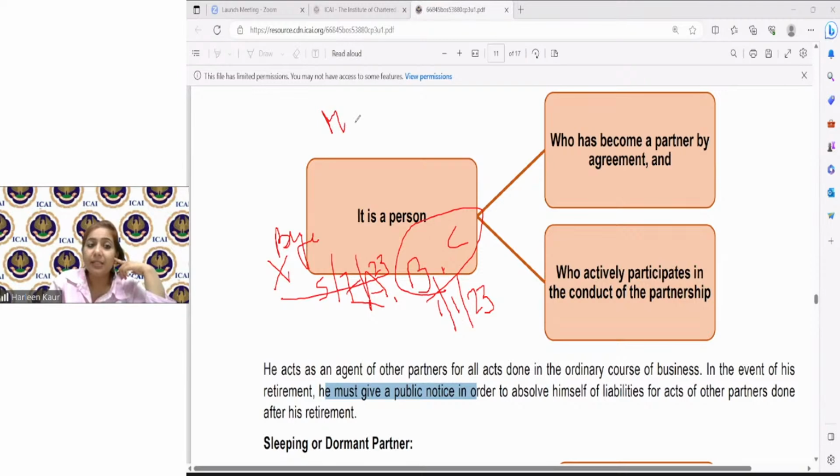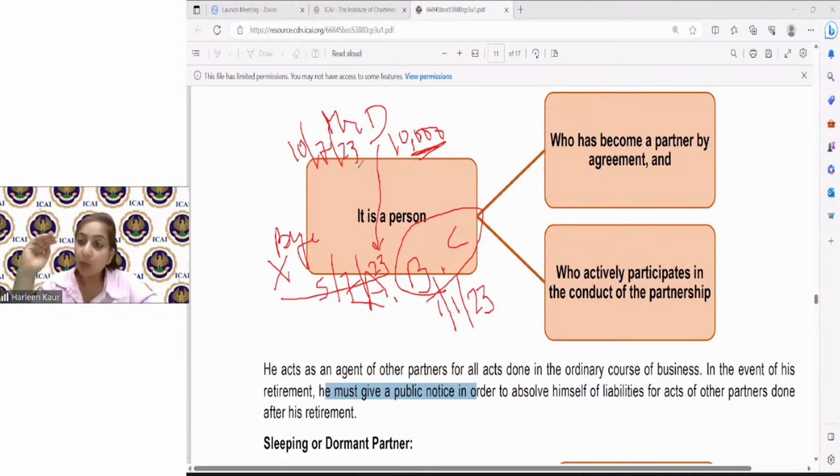There was a supplier, Mr. D, from whom certain goods were purchased. So the firm owes a liability of 10,000 to Mr. D. And Mr. D on 10th July went to Mr. A and said, give my 10,000 rupees. This is what you all have learned with me in the first chapter, first session, that all the partners are liable to the outsider supplier. Now this supplier, Mr. D, wants to recover the money from A. Can he recover the money?